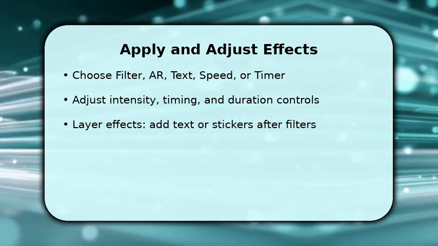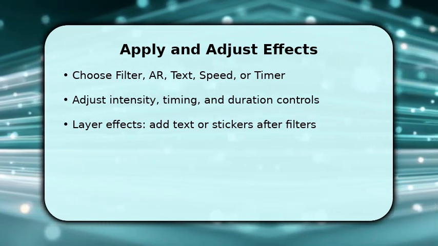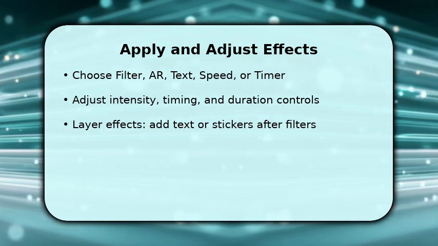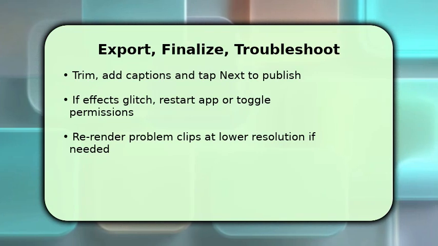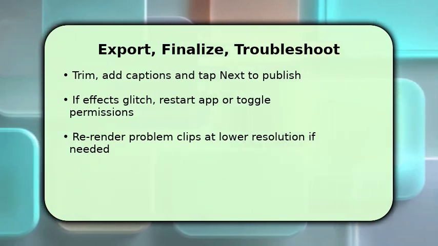Make sure to layer thoughtfully. Add text after filters so colors remain readable, and preview playback to confirm transitions feel natural before moving to trimming. Finish by trimming your clip, adding captions and a thumbnail, then tap Next to set visibility and publish.